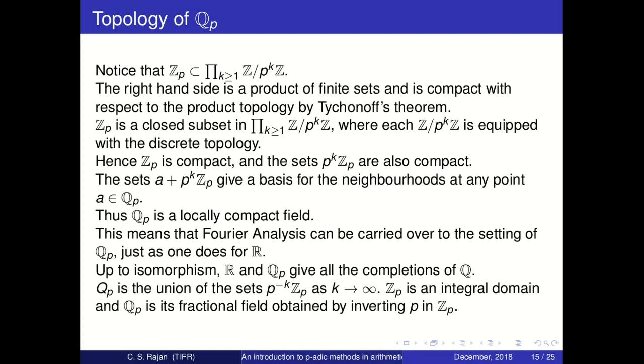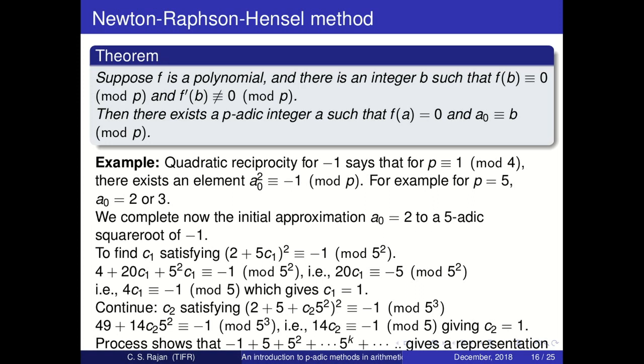Okay, last statement. Qp is a union of p to the power minus k Zp. Zp is an integral domain and Qp is the fraction field obtained by inverting the prime p in Zp. So by going to Zp instead of Z mod p to the power k Z, see, Z mod p to the power k Z is a ring which has many zero divisors. p is a zero divisor in Z mod p to the power k. But by going to Zp, this becomes an integral domain and everything is what is called characteristic zero, and it's a very nice structure. So it's a very important structure, going from finite fields to what are called characteristic zero fields. Now, I want to come to the analog of the Newton-Raphson method.